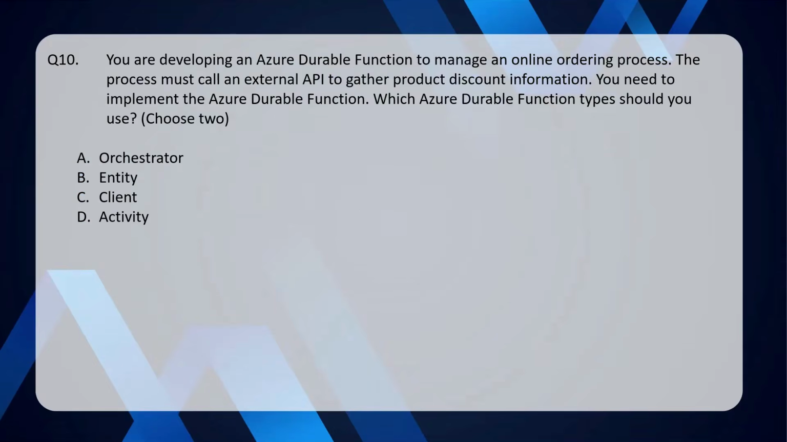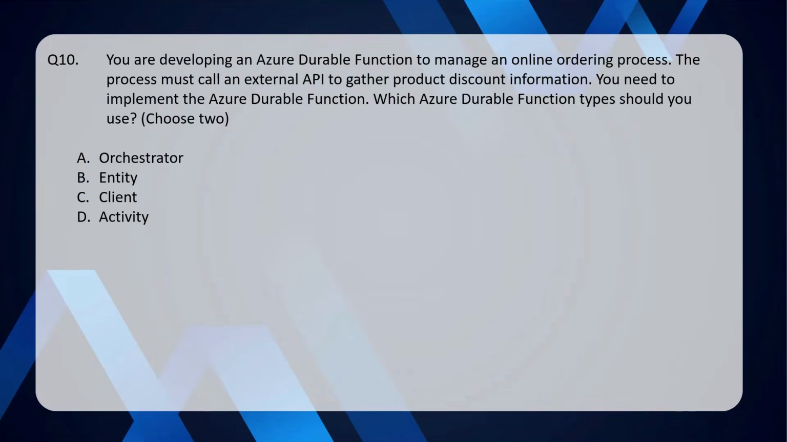You are developing an Azure durable function to manage an online order processing. The process must call an external API to gather product discount information. You need to implement the Azure durable function. Which Azure durable function type should you use? You need to choose 2 options here. And your options are orchestrator, entity, client, and activity. Now friends, orchestrator function can be used to coordinate the workflow of the ordering process.